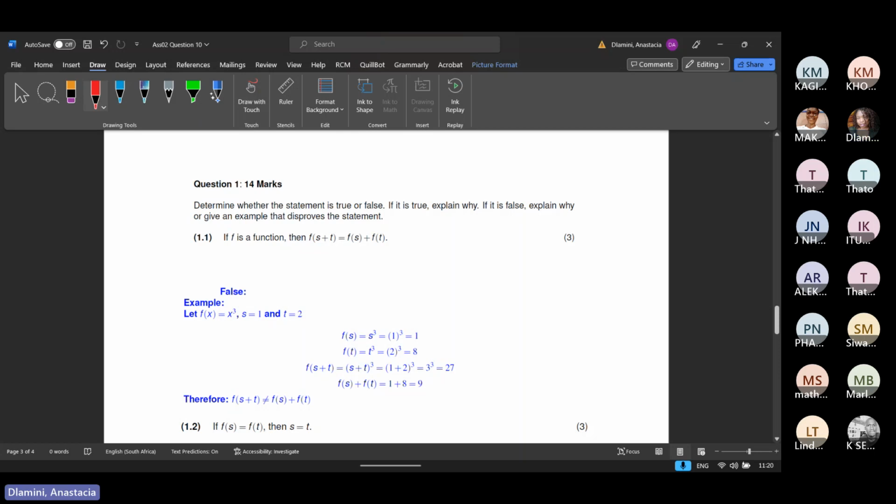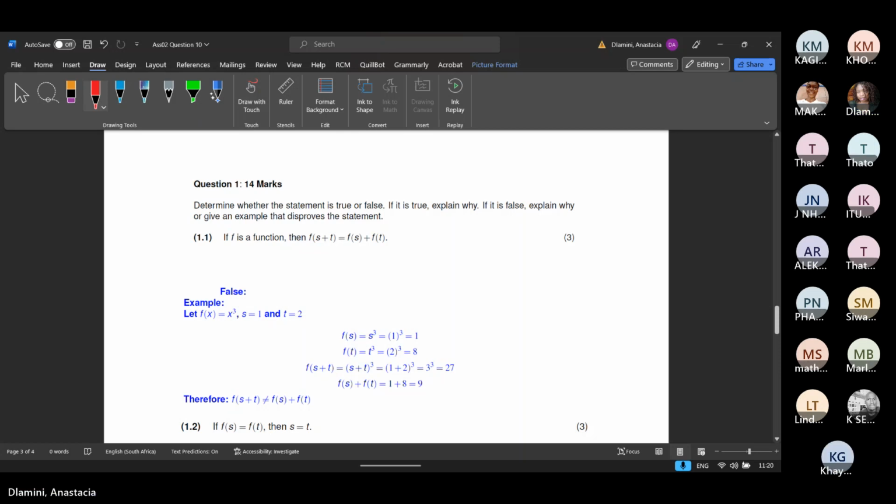True or false? False. Can you give me an example that gives f of s equals f of t? It's saying the y value that you obtain after substituting s will be the same as the y value you obtain after substituting t. Does that sound familiar?